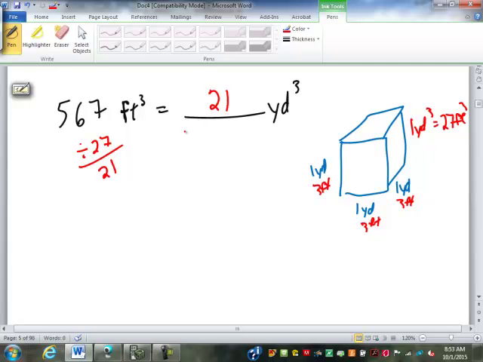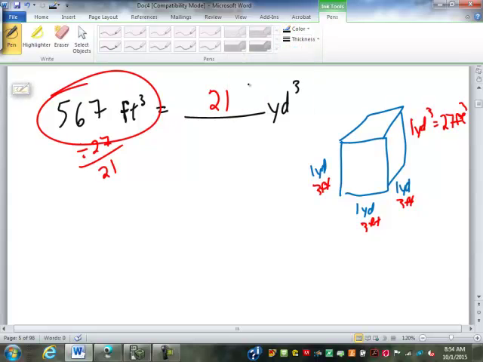There's 21. Now, I actually use this conversion a lot. I run a construction company in the summers, so concrete, sand, anything like that is all ordered in cubic yards. So you're figuring things out in cubic feet and converting it to cubic yards.